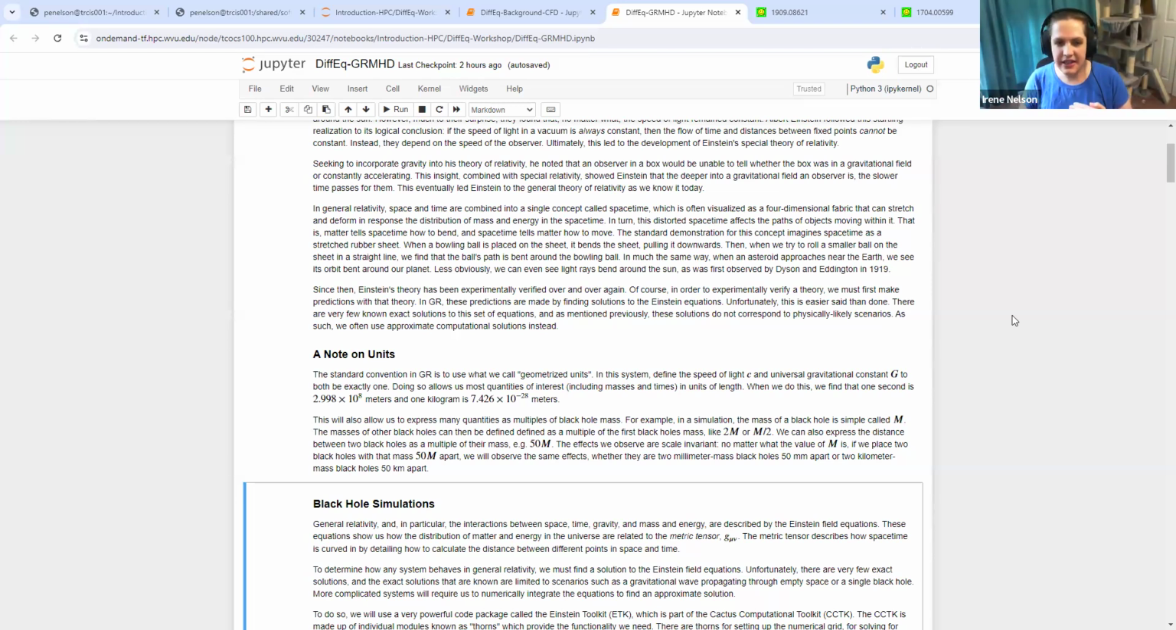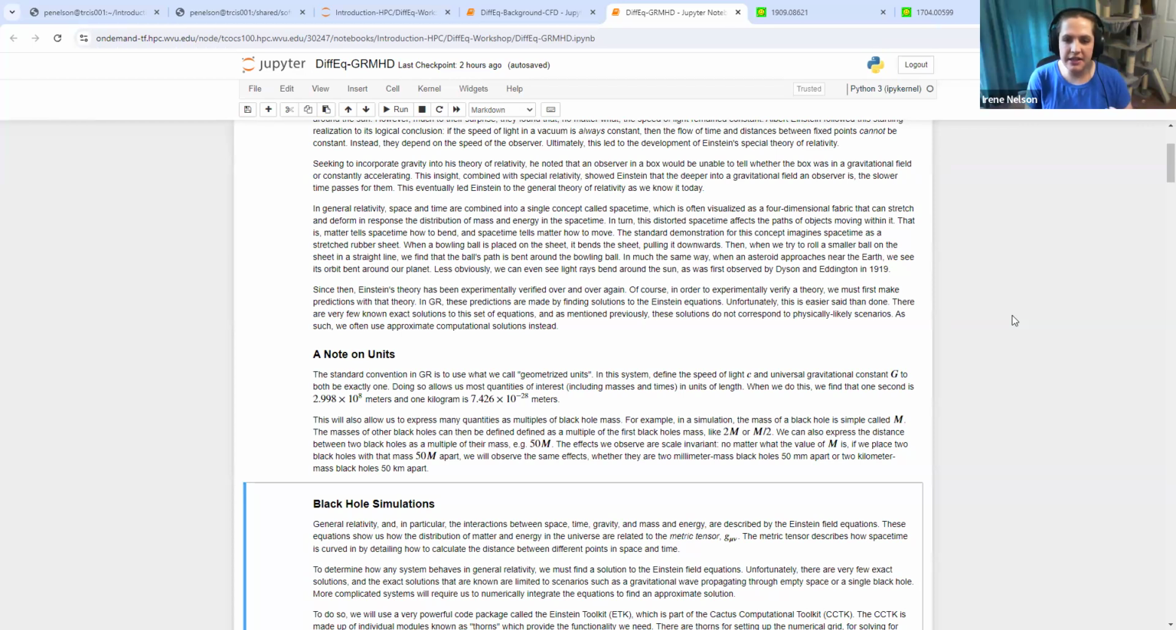So this also has the added effect of allowing us to express many quantities in the systems that we're examining as multiples of a black hole mass. So, for example, in a simulation, we might just leave the mass of a black hole as some M. And then we can define the masses of other black holes in the system in terms of a ratio to that. So we might have 2M or M over 2. And then we can express the distance between the two black holes as some multiple of that mass, like 50M.